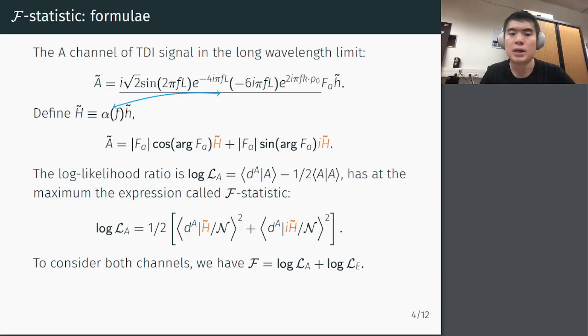Then, we maximize the log likelihood ratio, log La, over the complex number Fa. The analytical maximum of it takes this form, where n is normalization factor. The E-channel case follows analogically. In our scheme, we consider both channels, so F-statistic is the sum of log La and log Le.